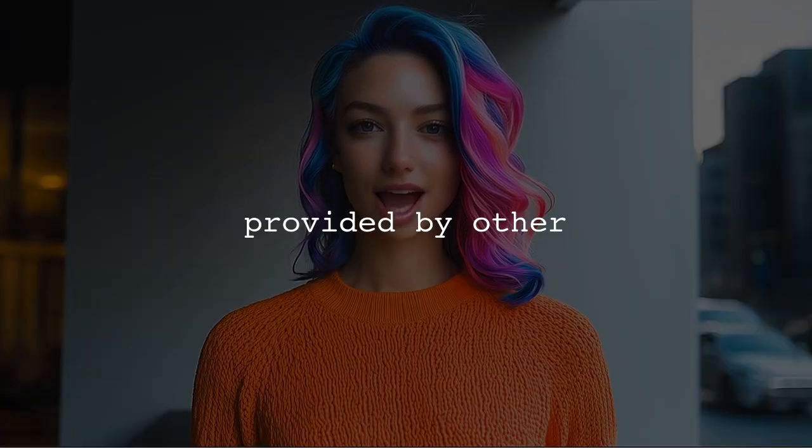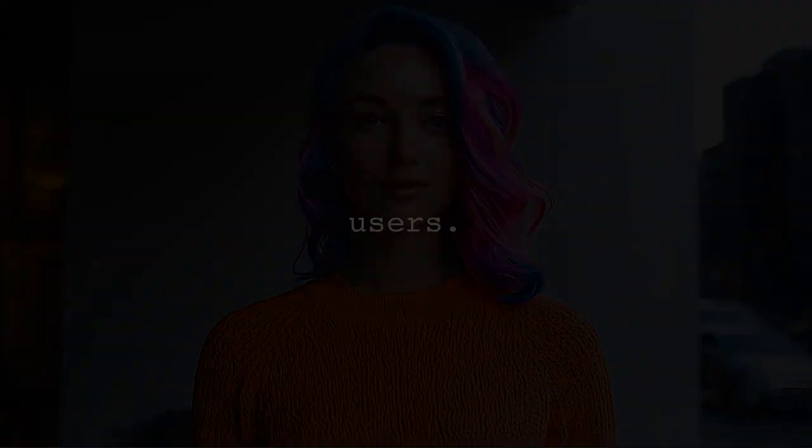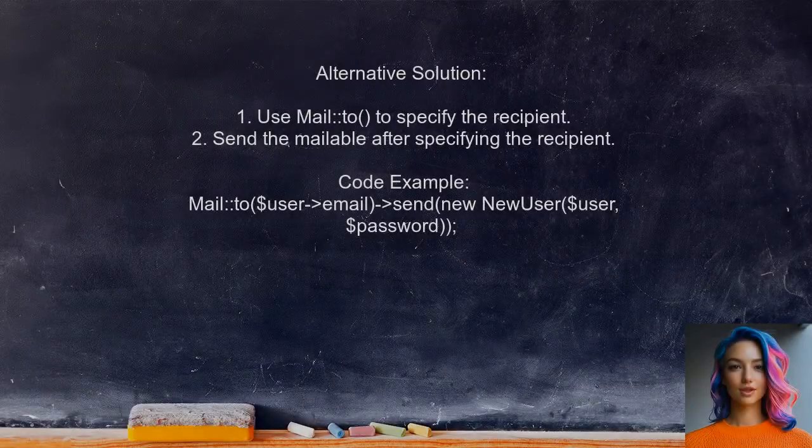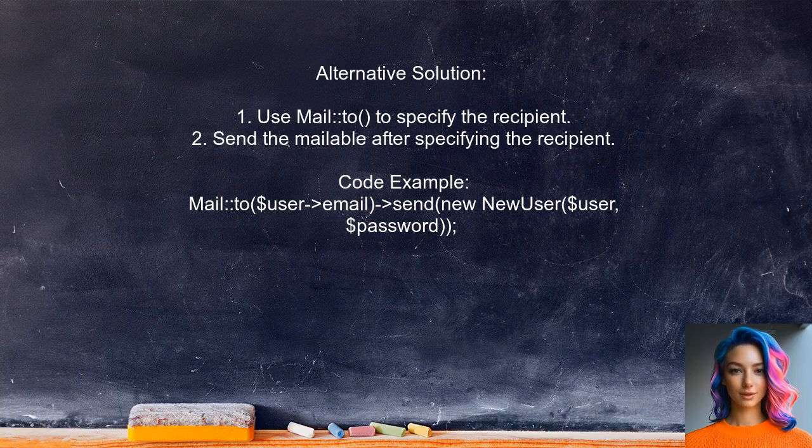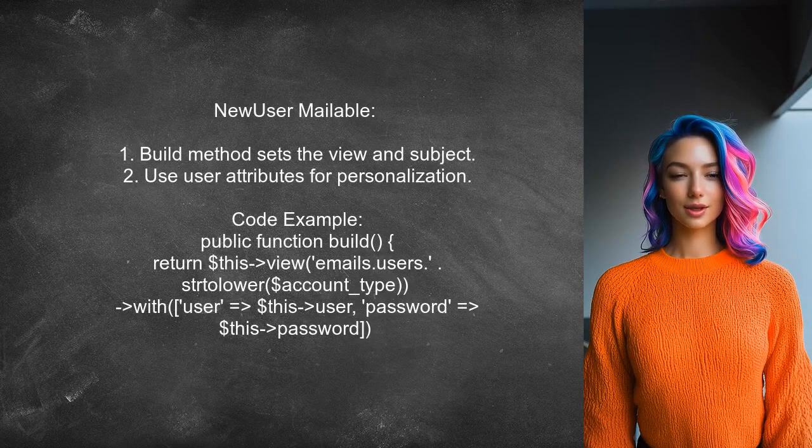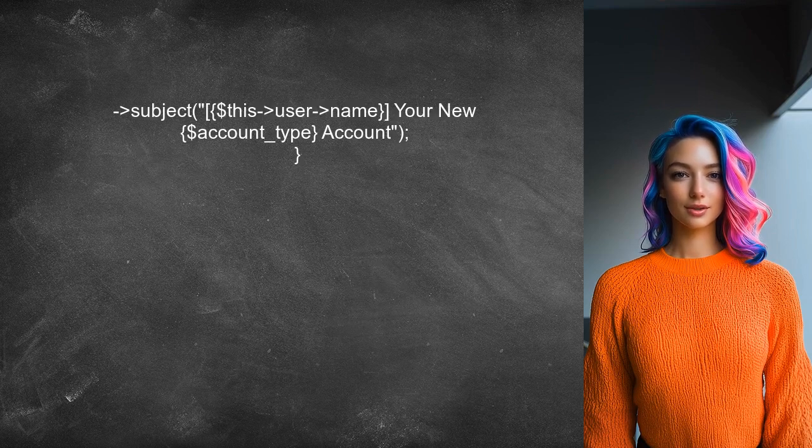Now, let's look at the answers provided by other users. An alternative solution suggests modifying how the email is sent. Instead of attaching the recipient's email inside the mail label, you should specify it outside. This can be done using the Mail::to method before sending the mailable. In the new user mailable, ensure the build method constructs the email correctly. Set the subject and view based on whether the user is an admin or a client.